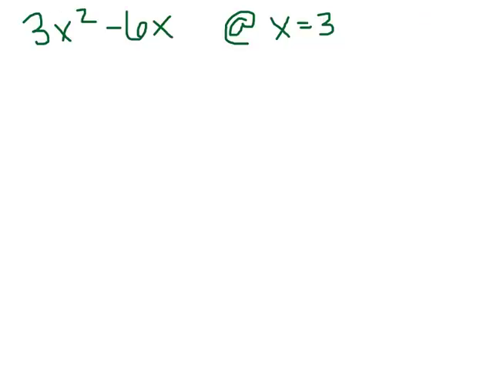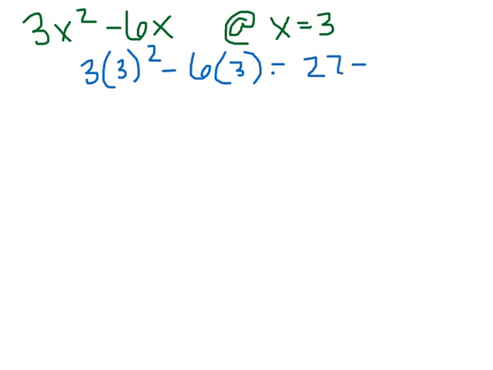So at the end we ended with the derivative 3x squared minus 6x at x equals 3. So we'll plug in 3 for x. And so we get 27 minus 18, which equals 9.